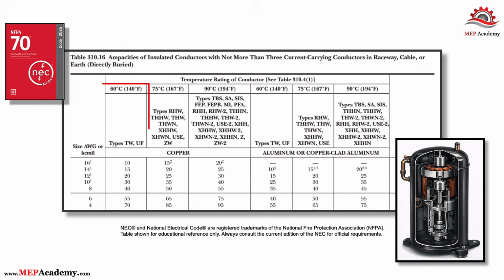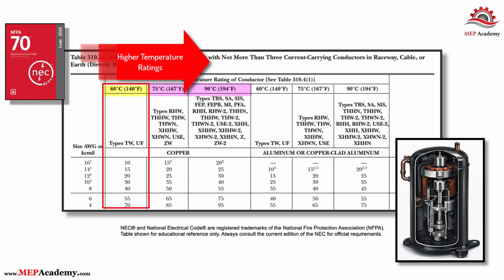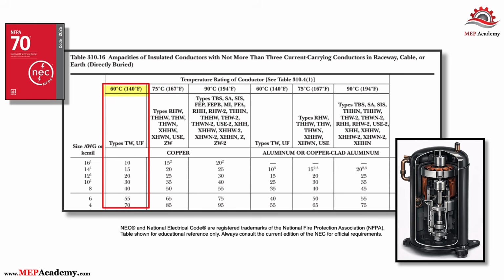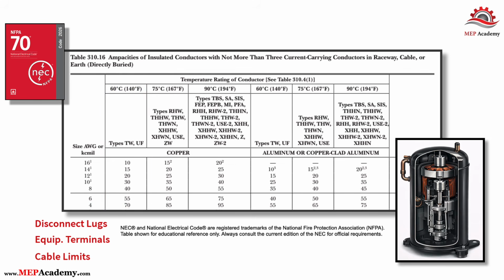Why we use the 60 degrees Celsius column. Even though many conductors have insulation rated for higher temperatures, conductor ampacity is limited by the lowest temperature rating of the terminations in the circuit. For small HVAC branch circuits, terminations are often limited to 60 degrees Celsius due to disconnect lugs, equipment terminals, and cable type limitations such as NM cable. Because of this, the safest and most commonly applicable approach is to size conductors using the 60 degrees Celsius ampacity values from the NEC table. This avoids assumptions and aligns with real-world inspection and installation practices.